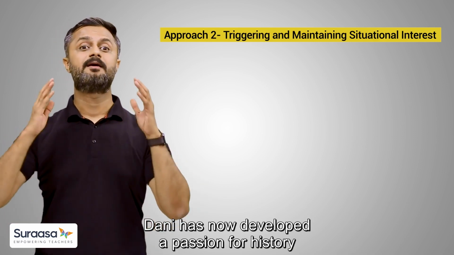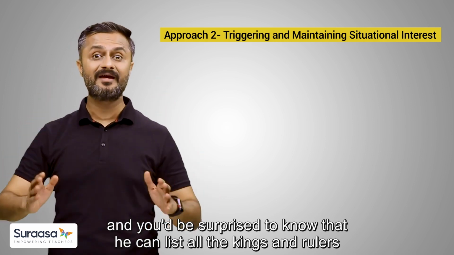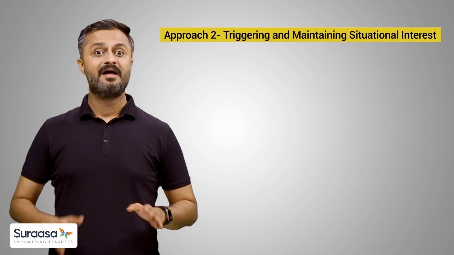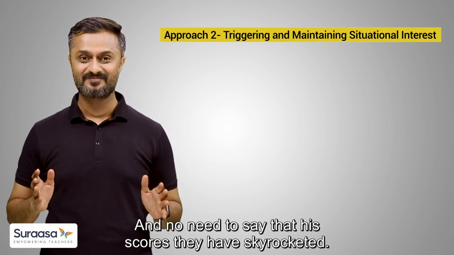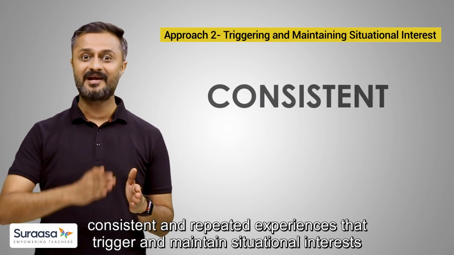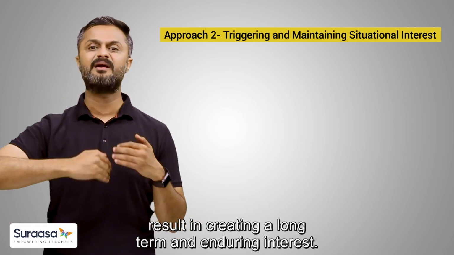Danny has now developed a passion for history, and you'd be surprised to know that he can list all the kings and rulers that have ruled his country from the 18th century till now, and no need to say that his scores have skyrocketed. So, as we've seen in this example, consistent and repeated experiences that trigger and maintain situational interests result in creating a long-term and enduring interest.